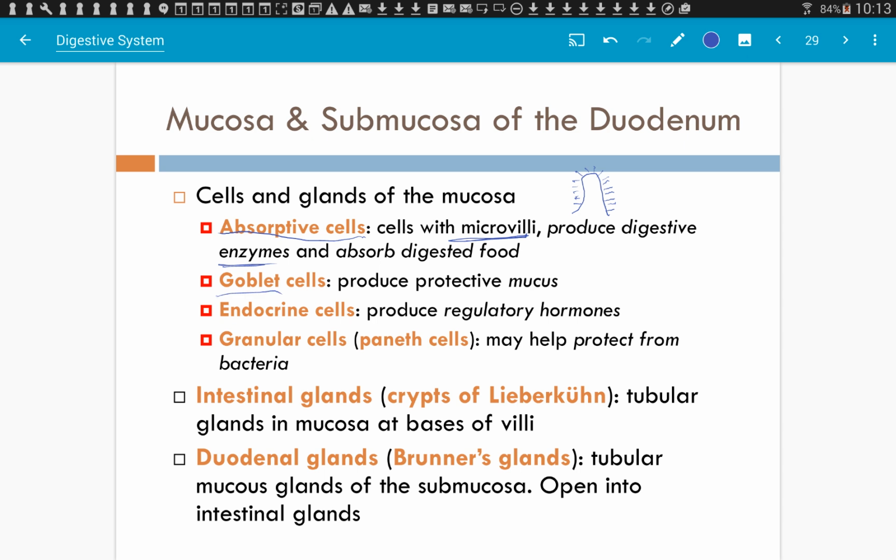There are endocrine cells that make hormones like gastrin, secretin, well, not gastrin, that's in the stomach. Secretin and cholecystokinin, those are two examples that are produced in the duodenum. We're not going to worry about granular cells. We'll just skip those, make our lives easier.